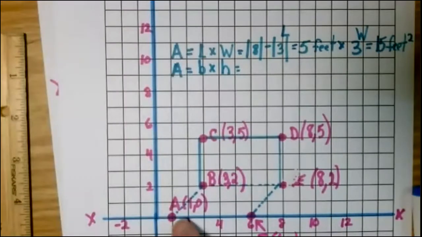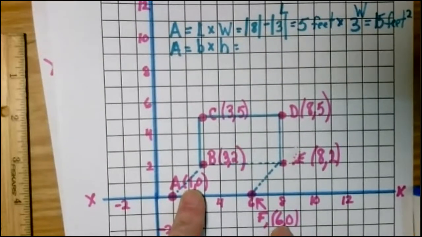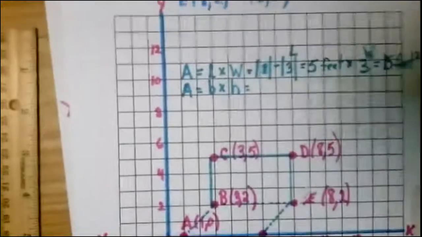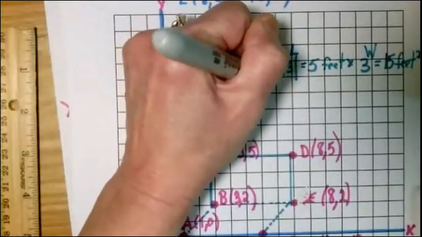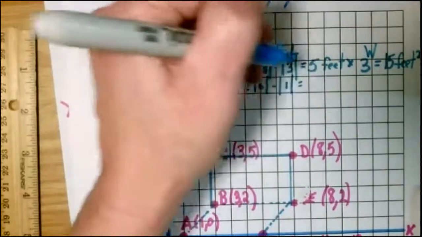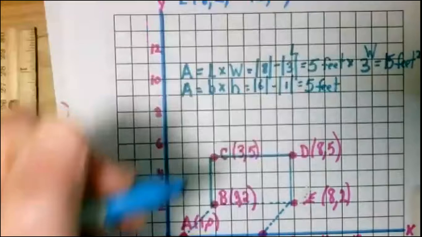So what is our base? This is our base, right? So what do we have? We have a 6, a 0, and a 1, 0, right? If you can't see that. So we have gone 6, absolute value of 6, minus absolute value of 1, 5 units. We can count 1, 2, 3, 4, 5 units. So I'll write that. Absolute value of 6 minus the absolute value of 1 equals 5, right? Feet.